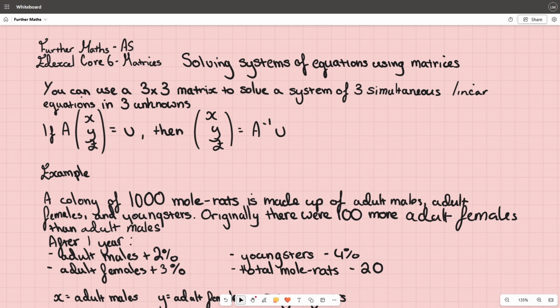So a colony of 1,000 mole rats is made up of adult males, adult females, and youngsters. Originally, there were 100 more adult females than adult males. After 1 year, the number of adult males went up by 2%, the number of adult females went up by 3%, the number of youngsters went down by 4%, and the total number of mole rats went down by 20.